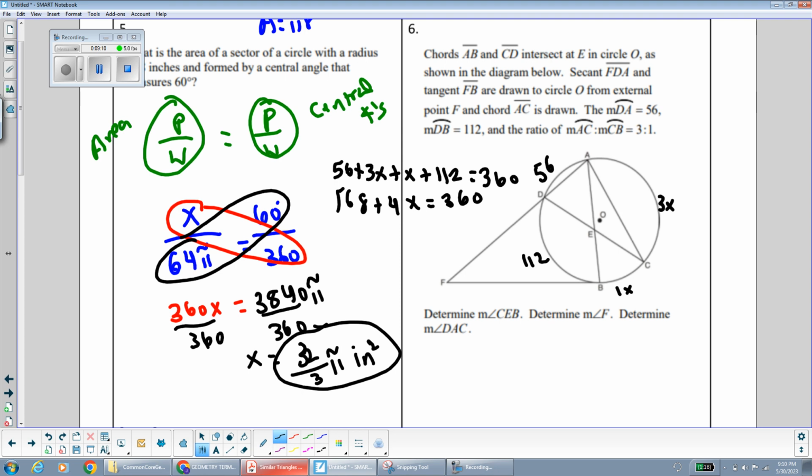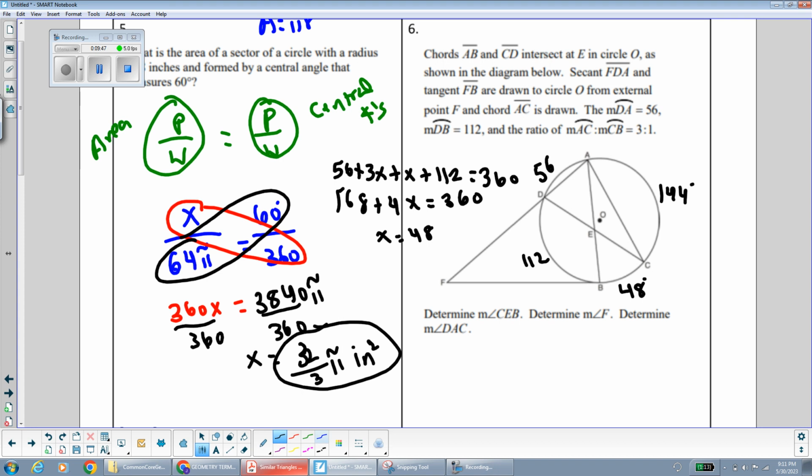If I subtract 168 from 360 and then divide by 4, I have that x is equal to 48. So that means arc CB is 48 degrees. And that also means if I multiply 48 by 3, arc AC is 144 degrees. Now I'm all set to start finding some measurements here.